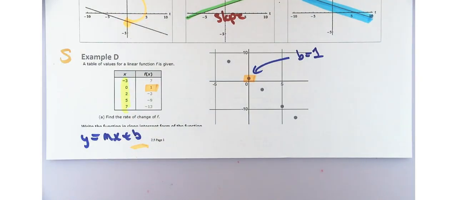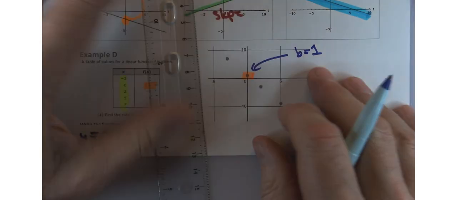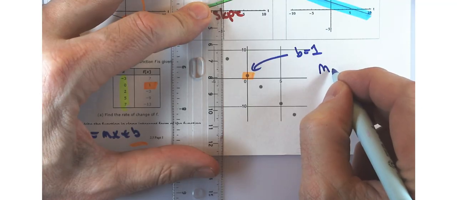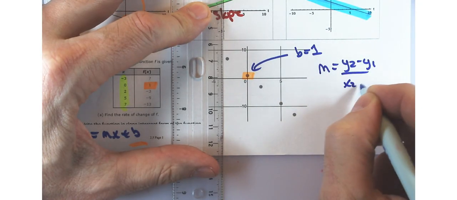Great. How are we going to find the slope of the line, though? How are we going to find the slope? It's just that the slope is what it was before. M is going to be y2 minus y1 over x2 minus x1.